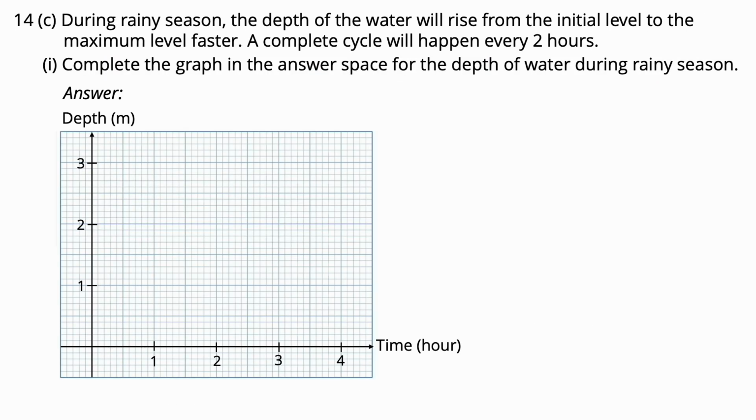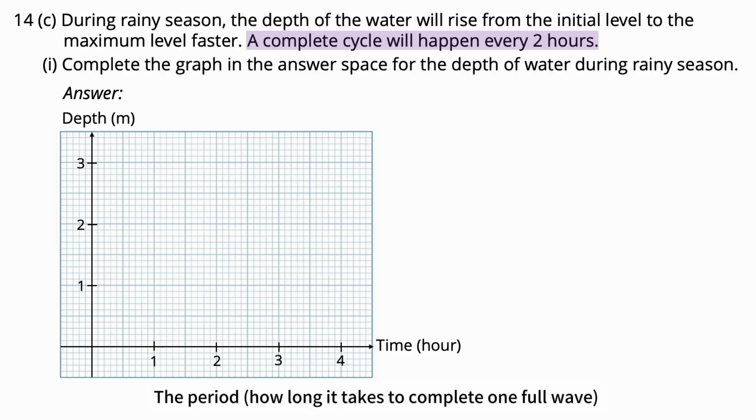C. During rainy season, the depth of the water will rise from the initial level to the maximum level faster. A complete cycle will happen every 2 hours. This tells us that the wave pattern is happening more quickly than before. The period, how long it takes to complete one full wave, is now 2 hours, instead of 4 hours.